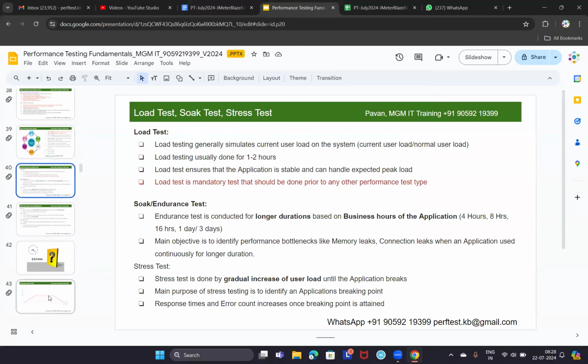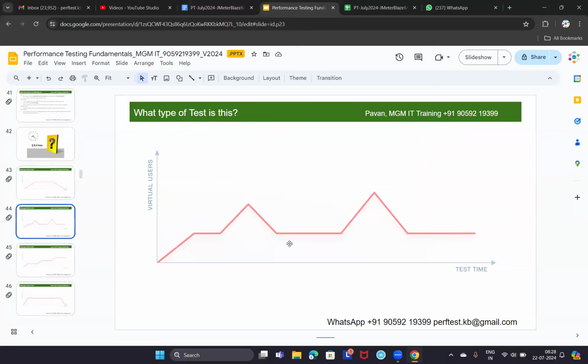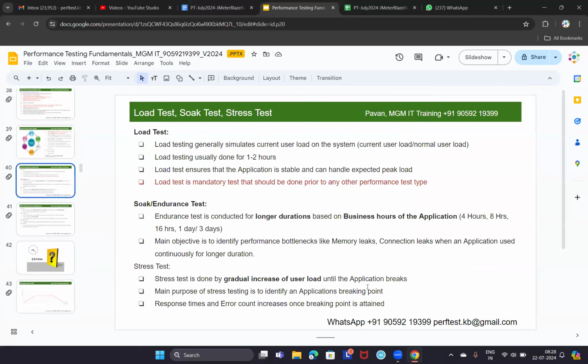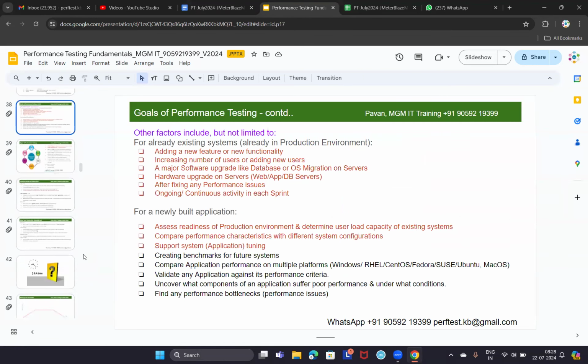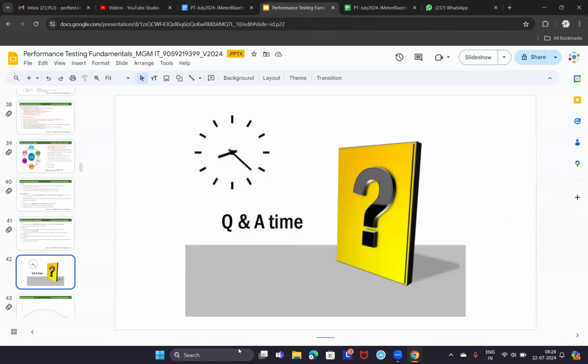Okay. So each of these graphs represents one of the different types of performance testing. So you'll be able to identify what type of test that graph best represents. All right. So before we move to that, what are the different types of performance testing, Sevamani? Sevamani, are you able to hear me? What are the different types of performance testing?